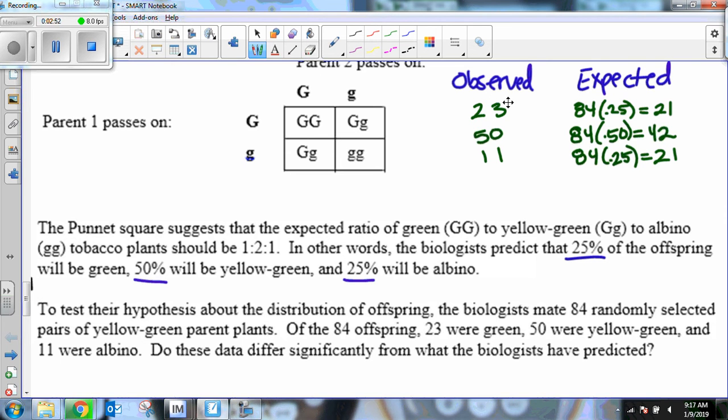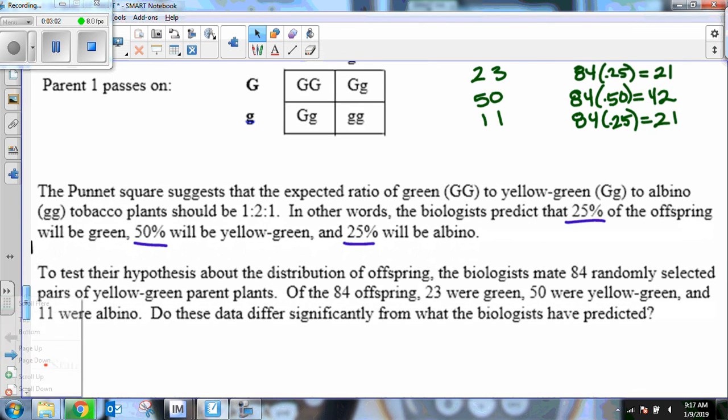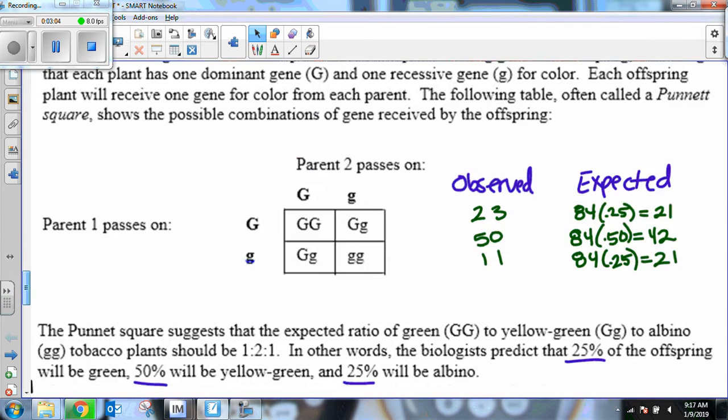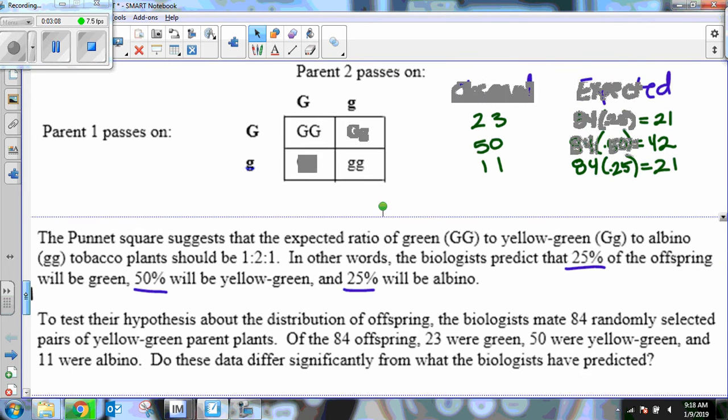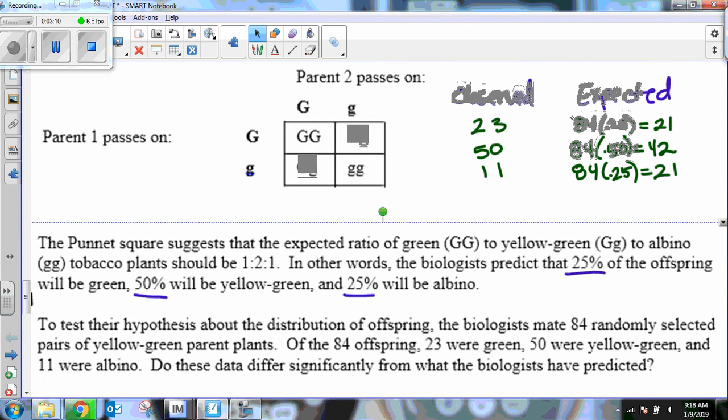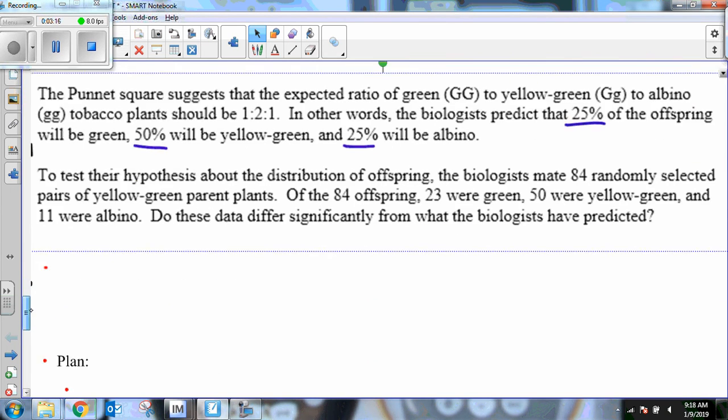Now we observed 23, 50, and 11. Is it too far off from what we expected that we don't believe the claim? That's basically what we're testing in a goodness of fit. So it's good when we check the observed and expected counts in the beginning, because we can then refer to it later on in the test.